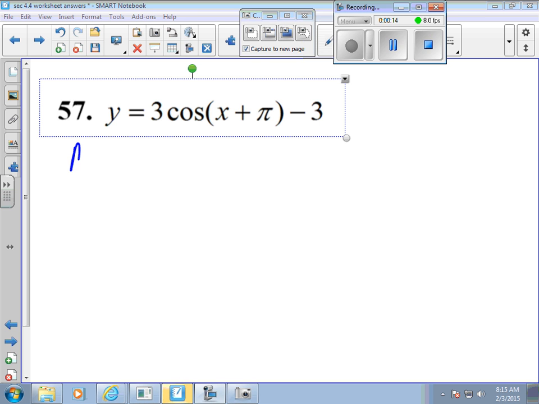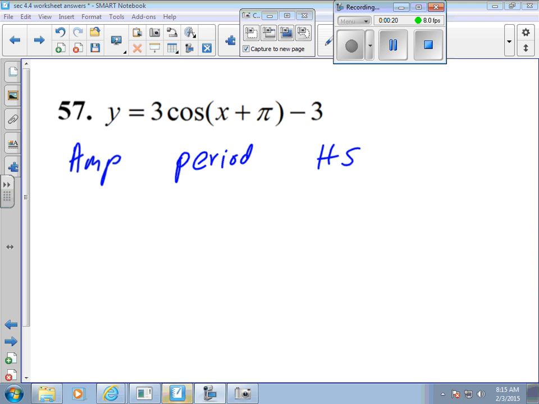Amplitude, period, your horizontal shift, your vertical shift, and is it reflected? The amplitude is always the number in front of the cosine. We'll call that 3. Our period for the cosine is 2 pi divided by the number in here, and we'll call that 1 if there's nothing there.